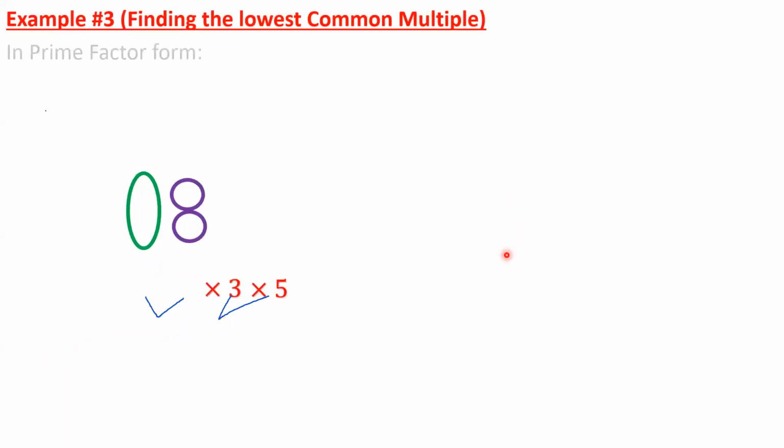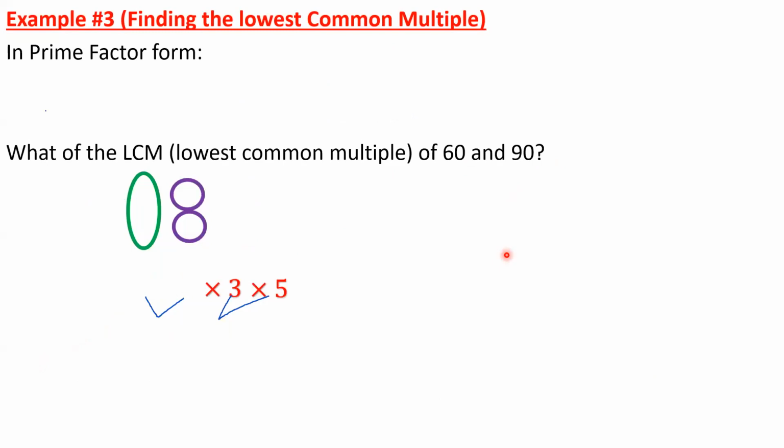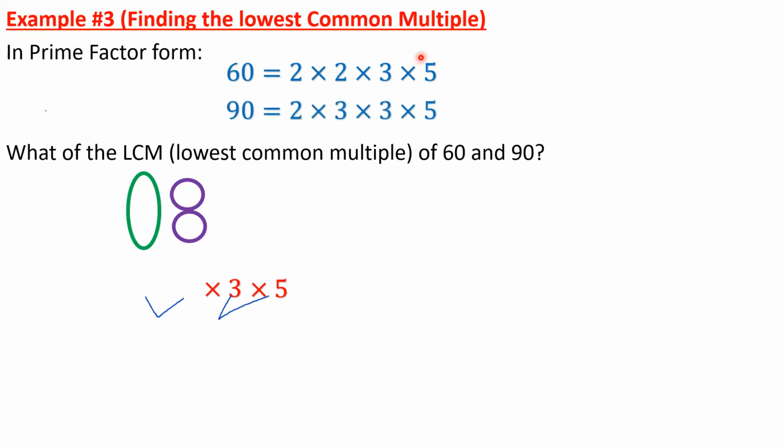Okay, let's do this. I think this is the third and final example for this one. Here we're looking at 60 and 90. What is the prime factorization of 60 in this question? 2 times 2 times 3 times 5. Very good. And what's the prime factorization of 90? 2 times 3 times 3 times 5, right? And so that's the prime factorization of 60 and 90.